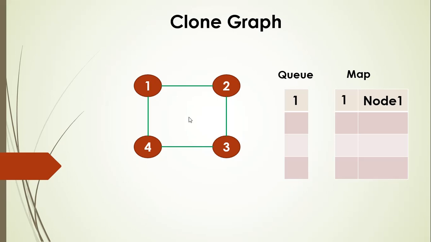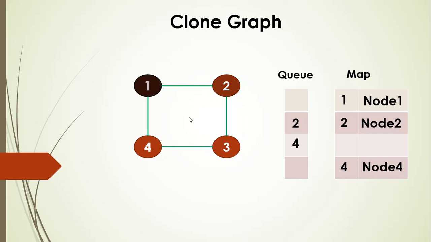When we start processing, first we create a new node for node 1 which is in the queue. Then we try to process the adjacent neighbors of node 1. Then we remove node 1 from the queue. Then we create new nodes for its neighbors. For 2, we create a new node and push it to our map. Then create a new node for 4 and push it to our map. Then we push the neighbors to the queue, because we need to process 2 and 4.